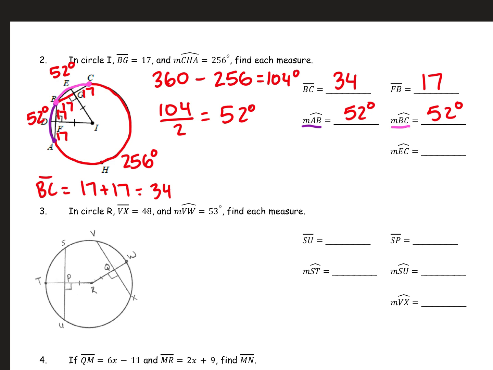Last but not least, we need to find the measure of arc EC. EC is only part of the arc of BC. It's right here. Well, if BC is 52, what do I need to do with 52 to get EC? Divide it by 2. Exactly. Arc EC is equal to the 52 degrees divided by 2. That's 26.